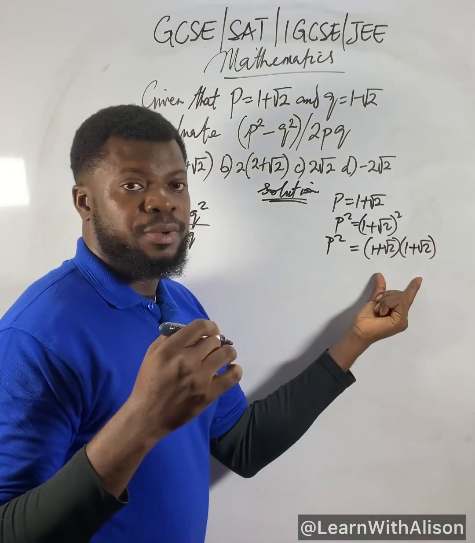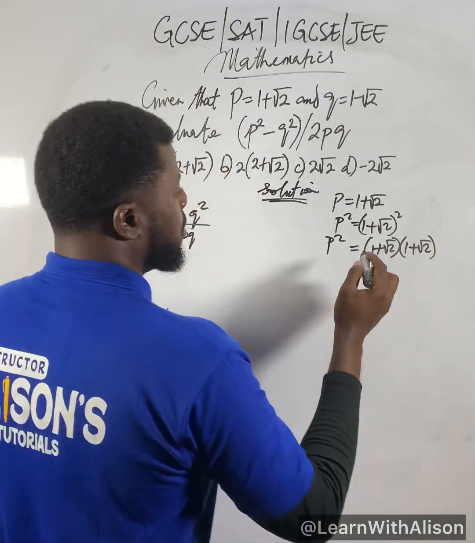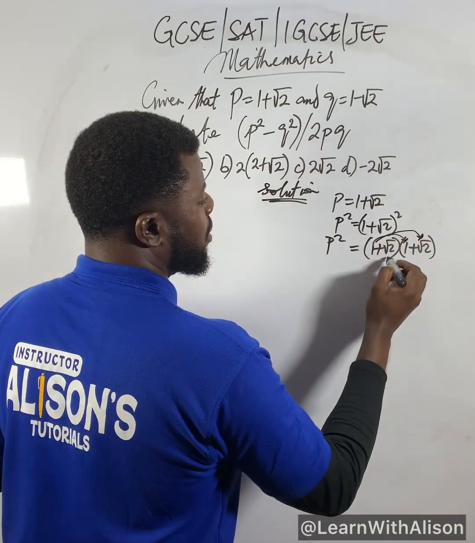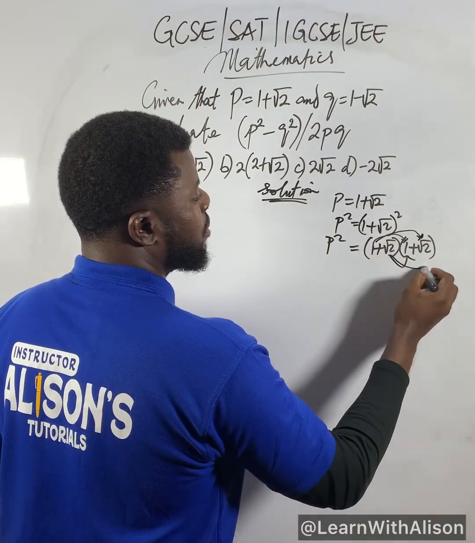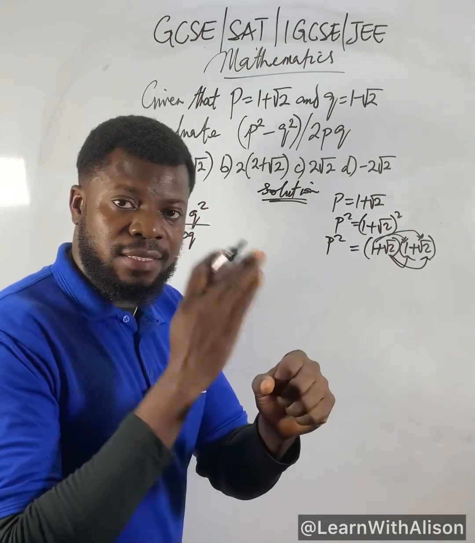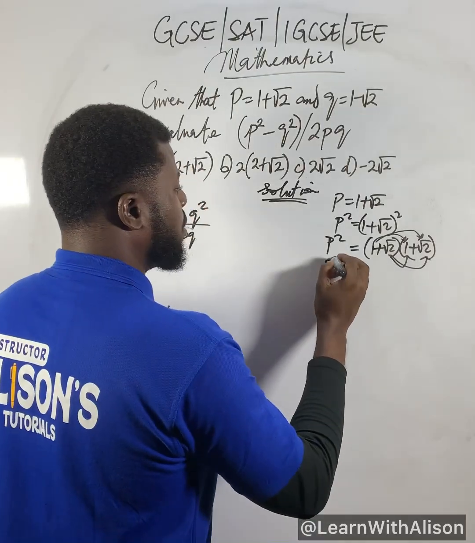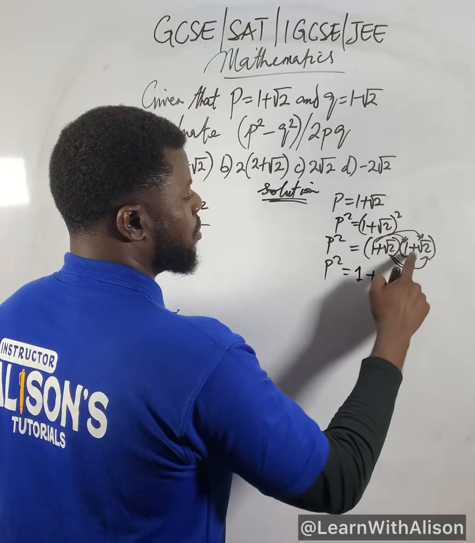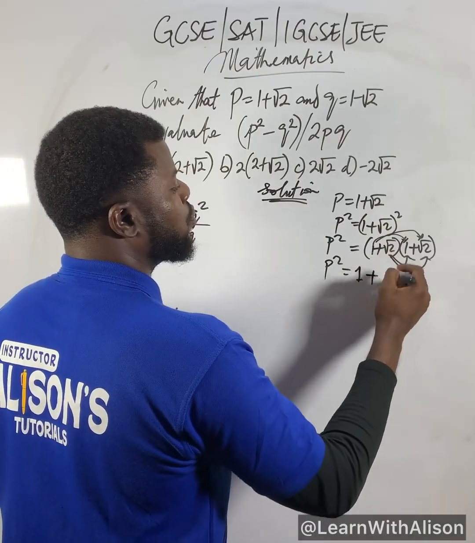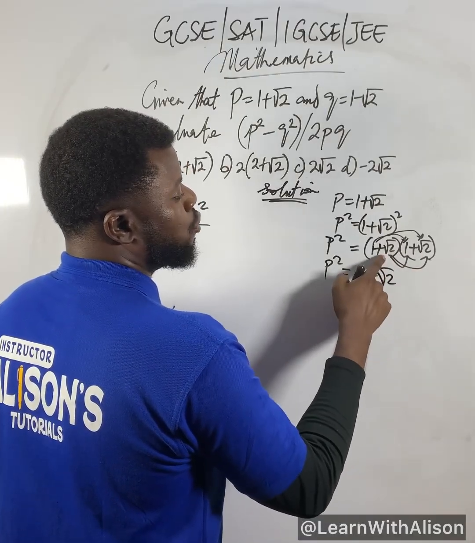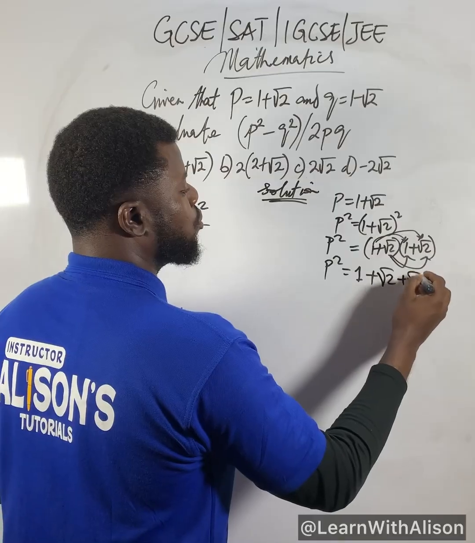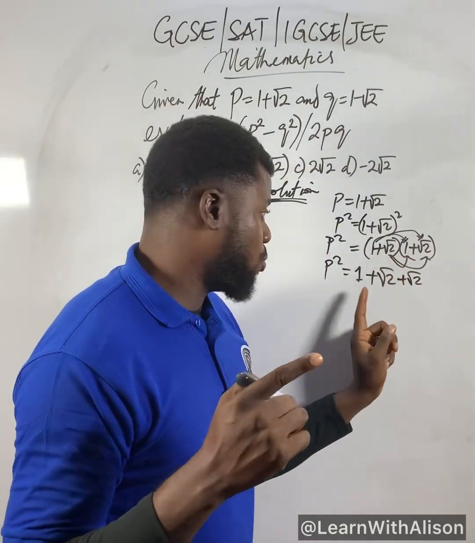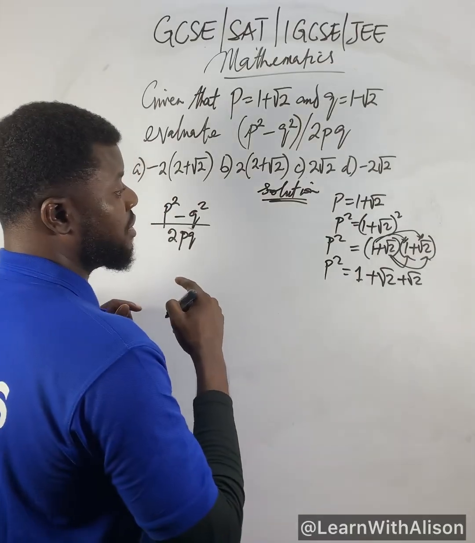So this is an algebraic expansion. Let's expand this right away. Remember, the first term will multiply the first term, the first term will multiply the second term, then the second term with the first term, and the second term with the second term. Let's take that step by step. So P squared now will be equal to 1 multiplied by 1 will be 1, plus 1 multiplied by root 2 will be root 2. Then root 2 multiplied by 1 will also give us root 2. Remember, because everything here is carrying a positive sign, we just want to use positive sign all through.